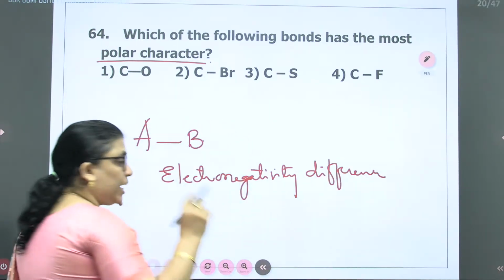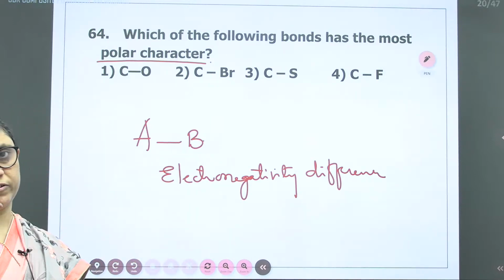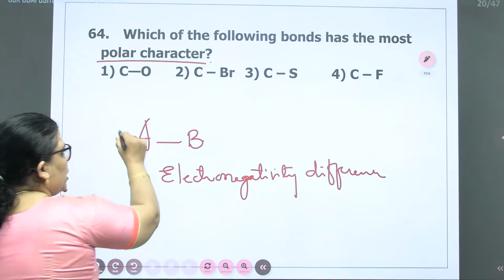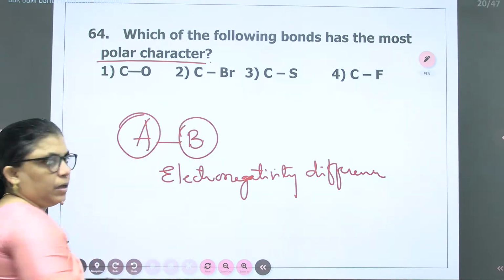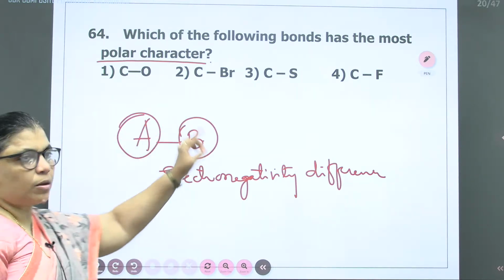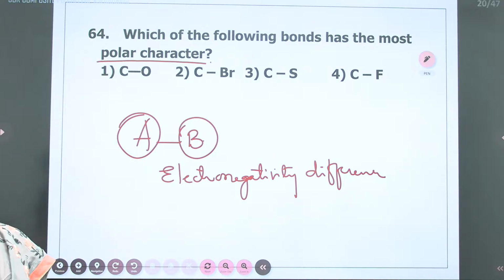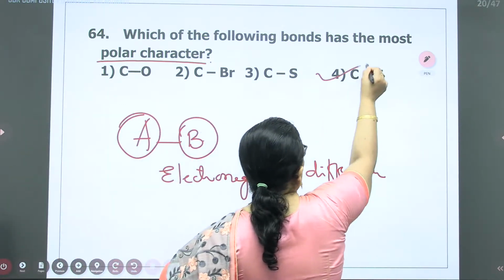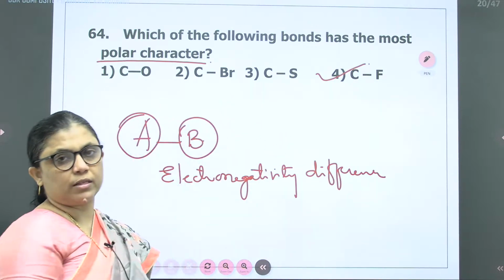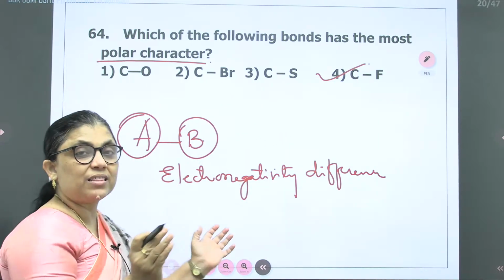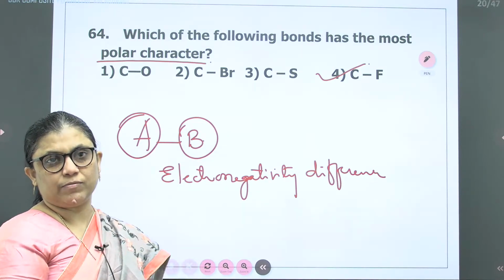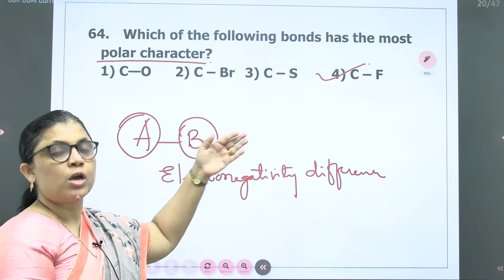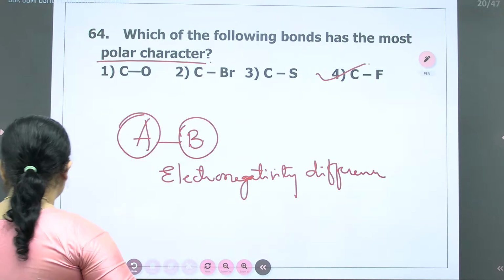It depends upon electronegativity difference. Difference between what? A and B. Amongst all, the most electronegative is fluorine. The most electronegative is what, children? Fluorine. That's why when we are dealing with this one, we can say that the C-F bond is more polar as compared to the other bond, because there will be a large difference in electronegativity. When the difference is large, the bond will become polar.